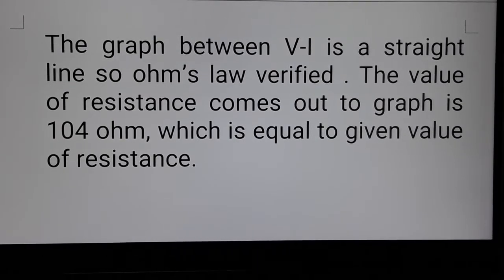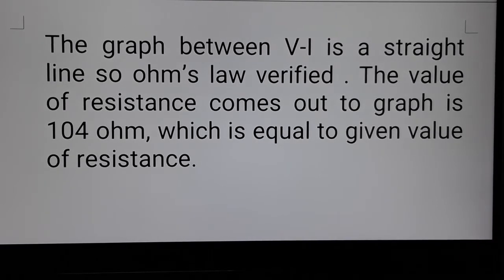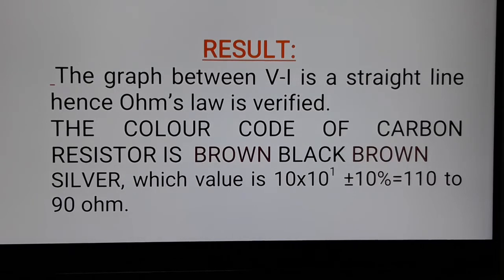The graph between V versus I is a straight line, so Ohm's law is verified. The value of resistance from the graph is 104 ohm, which is equal to the given value of resistance. Result: the graph between V versus I is a straight line, hence Ohm's law is verified.